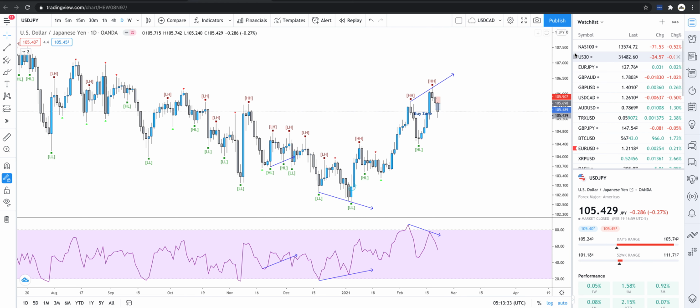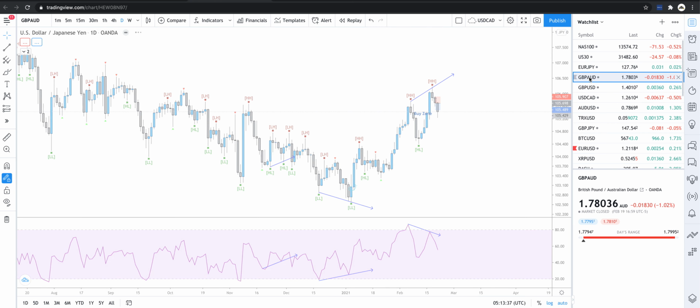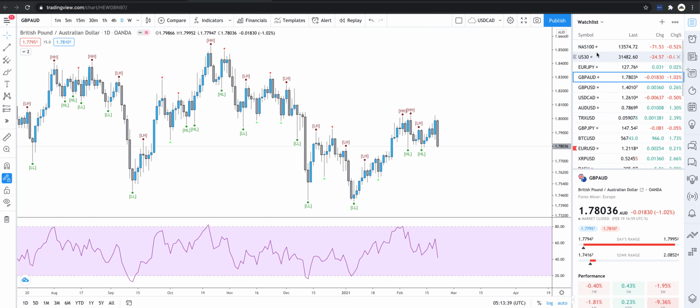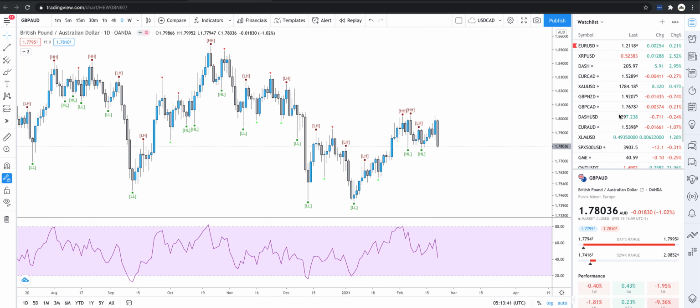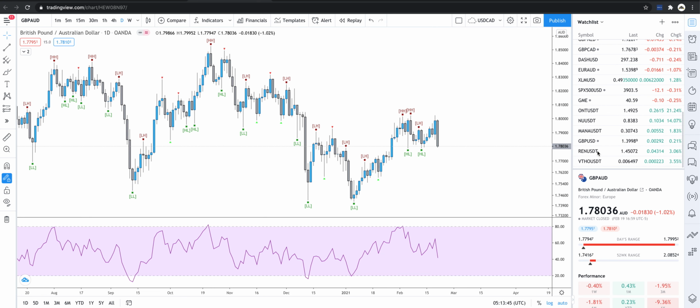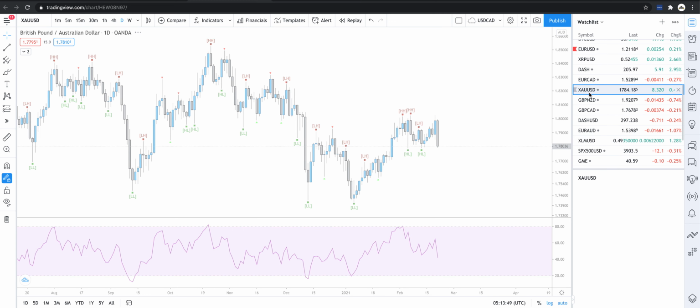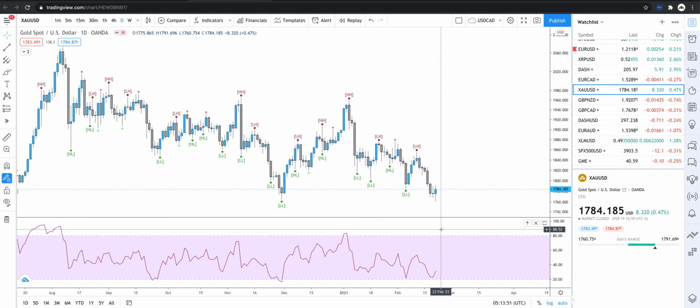Let me see if I can find another divergence setup just so I can kind of show y'all one more time. I think what went up? Gold went up. I don't know if it had divergence or not though. Let me see something. It wasn't really clear.